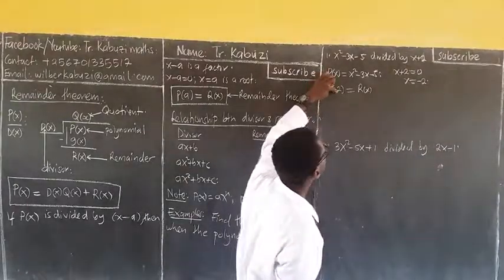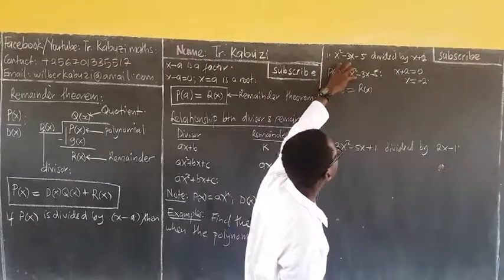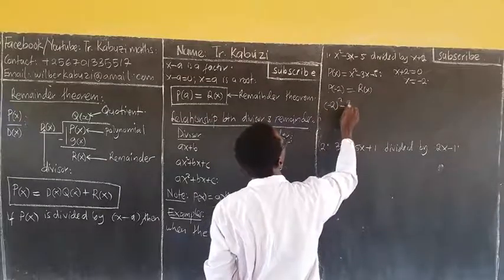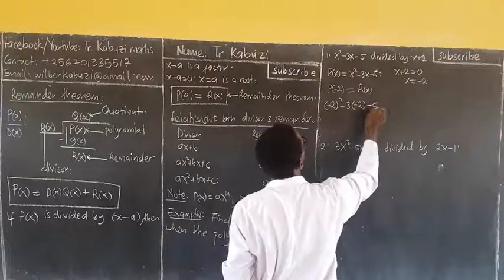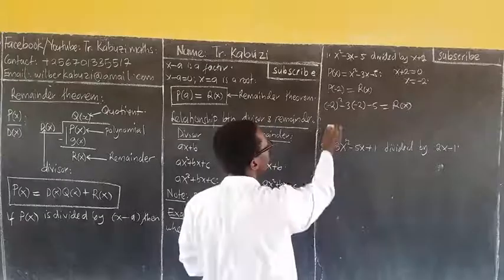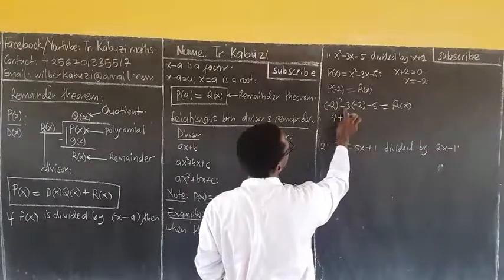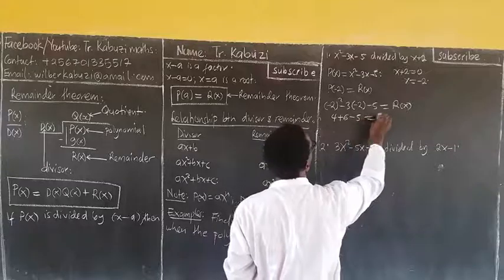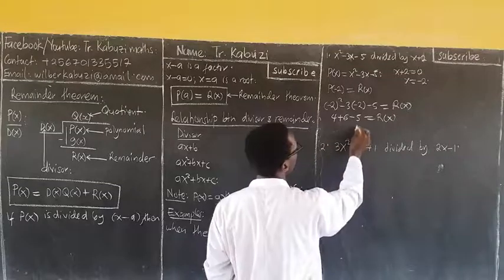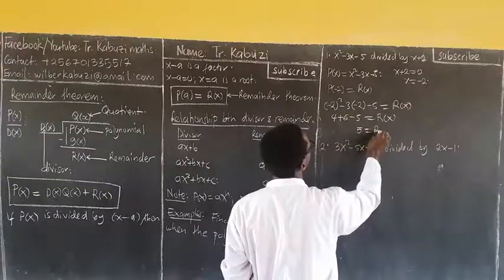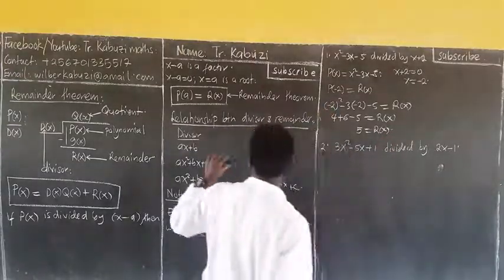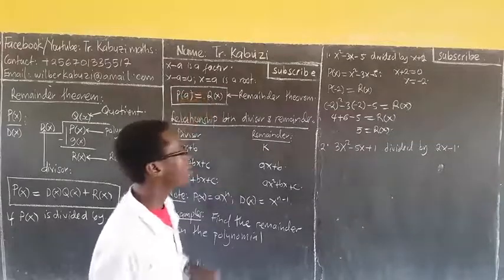Now let us see. I'm going to substitute where there is x, I'm going to put negative 2 in this equation. So negative 2 squared minus 3 into negative 2, then minus 5 equals my remainder. Now this will be 4 plus 6 minus 5. And so here my remainder, when you get 10 minus 5, is 5. So the idea is just when you substitute a root into the polynomial, what you get is the remainder.